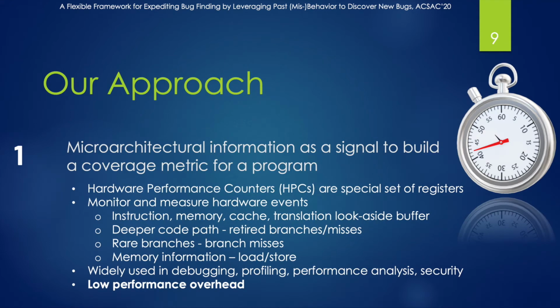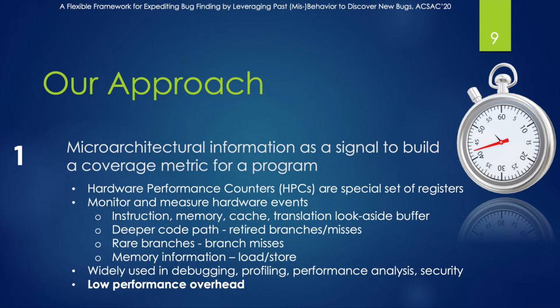We use microarchitectural information obtained through hardware performance counters to build a coverage metric tailored for a specific program. Hardware performance counters are a set of special registers in CPU used to monitor and measure events such as instructions, branches, memory, cache, etc., and have been widely used in application domains such as debugging, performance analysis, and security. HPC provides valuable information specifically relevant in the fuzzing context.